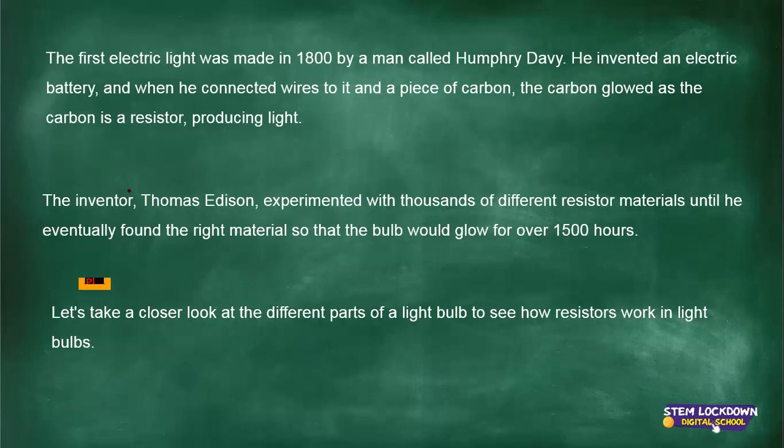So imagine in the 1800s, this man first produced light, and then later on, Thomas Edison experimented with thousands of different resistors. As technology improved and increased, more materials became available, which allowed Thomas Edison to experiment with different resisting materials until he eventually found the right material that would make a bulb glow for over 1,500 hours. So that's 1,500 hours.